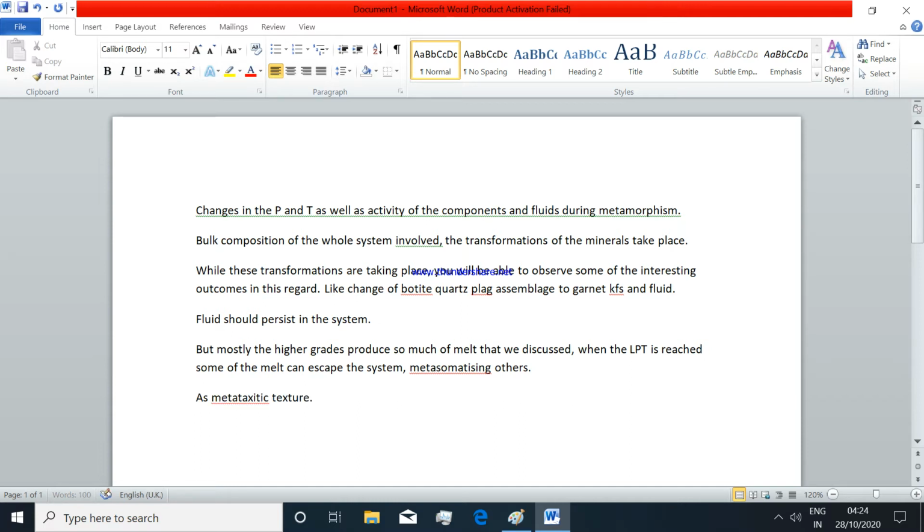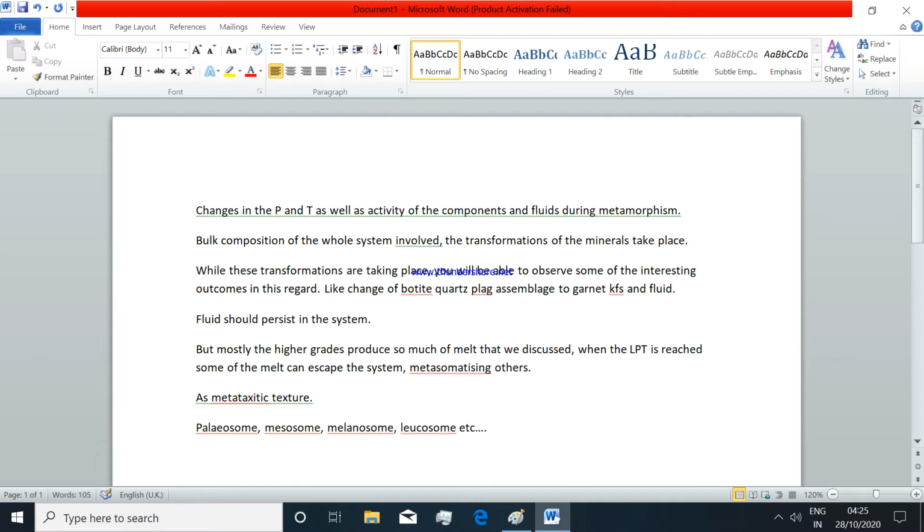metatexitic texture with paleosome, mesosome, melanosome, leucosome, etc. And as we have discussed in pegmatites, that they develop different kinds of structures in the field, like nebulitic structure and so on, depending upon the melt and its behavior. Now the melanosome and leucosomes are outcomes of a high grade of metamorphism generated from a paleosome which was present as an earlier assemblage of phases in the rock.